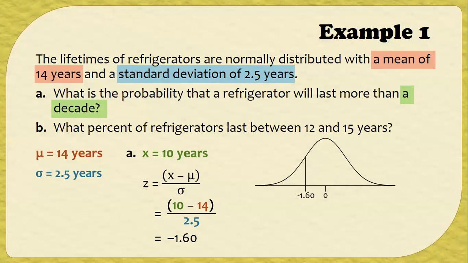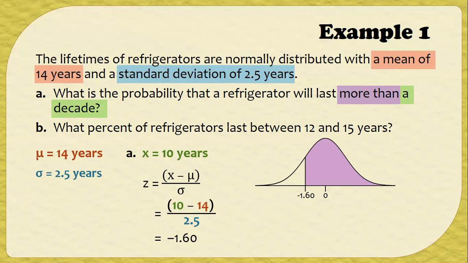Next, we need to figure out how we are going to shade this curve. To determine how to shade this curve, I do have to go back to my question, and I want to look for some directional information: either more, less, or between. In this case, we have the probability that our fridge is going to last more than a decade. Because we're interested in it lasting more, I'm going to be shading to the right. If it had been less than, I would have shaded to the left.